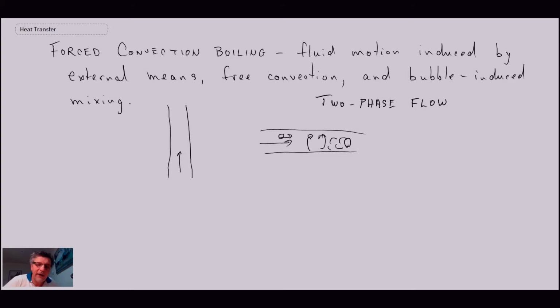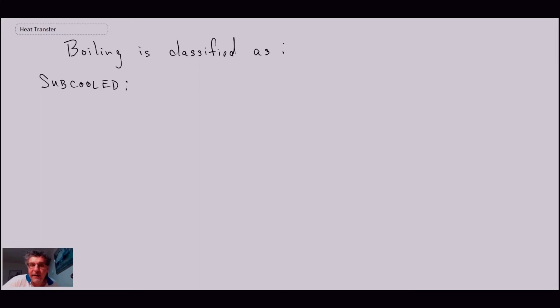Now, boiling can be either pool boiling or forced convection, as we just looked at. But boiling can also be classified depending upon the temperature of the liquid. So we can have subcooled boiling, and this is where our surface is above the saturation temperature, but the liquid itself is below the saturation temperature.